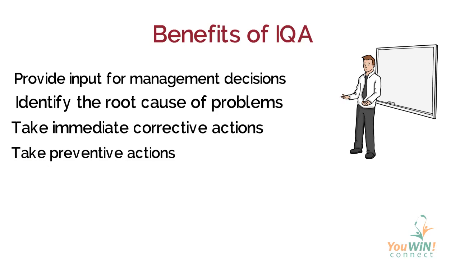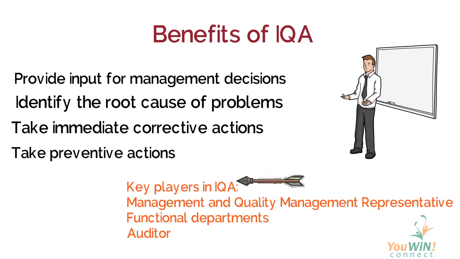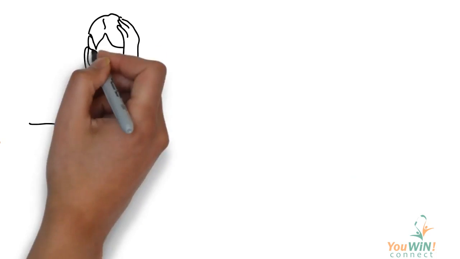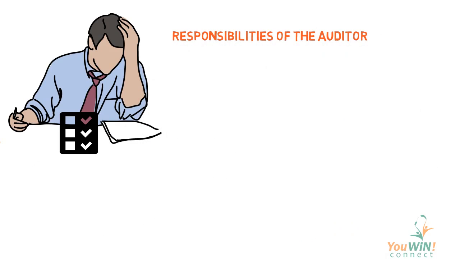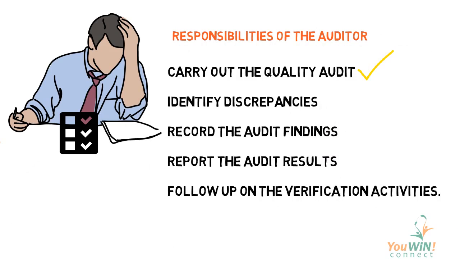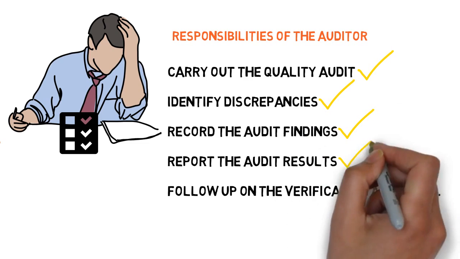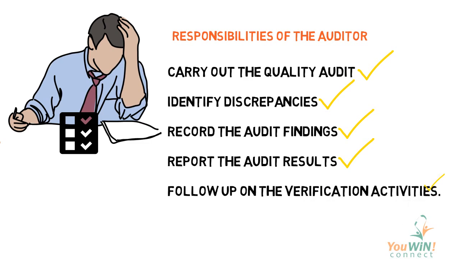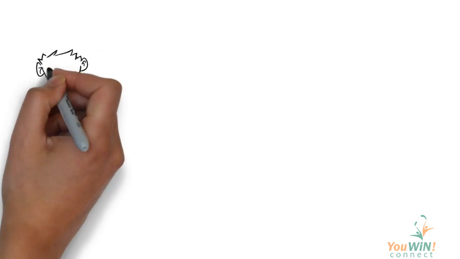So who are the key players in the IQA? This will be the management and the quality management representative, the functional department, and also the auditor. Let's take a look at the responsibilities of the auditor in the IQA. 1, the auditor is meant to carry out the quality audit. 2, the auditor is meant to identify discrepancies in the IQA. 3, the auditor also records its audit findings. 4, it reports the audit results. And lastly, it follows up on the verification activities in the IQA.